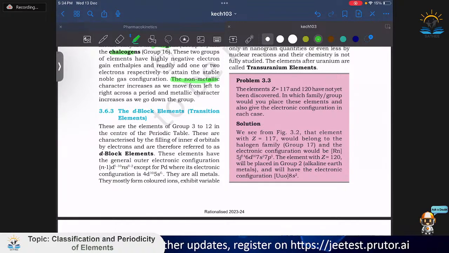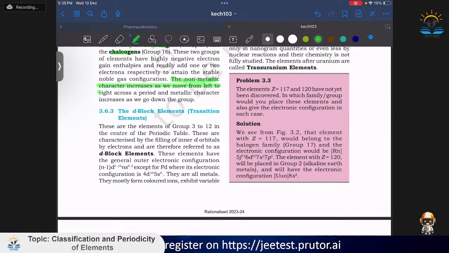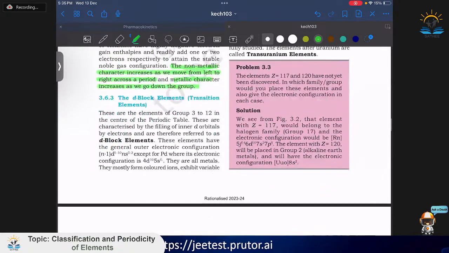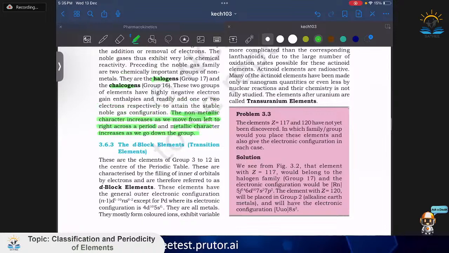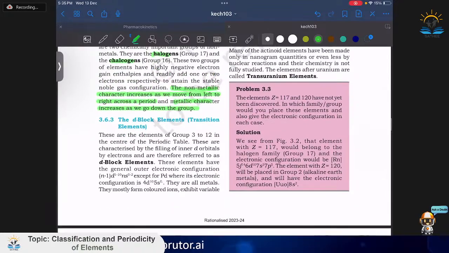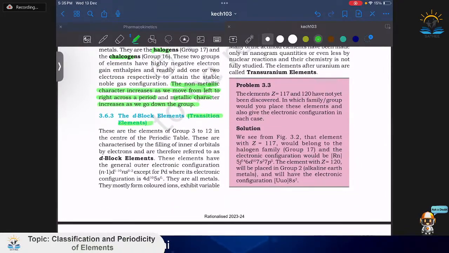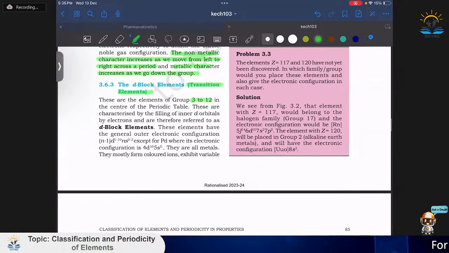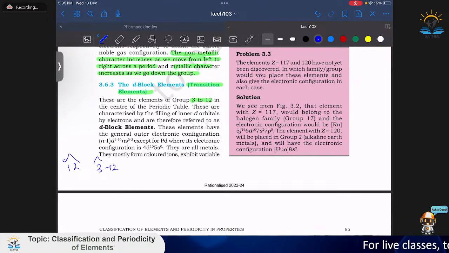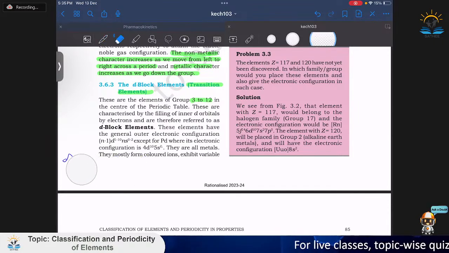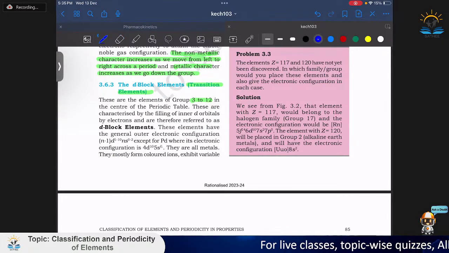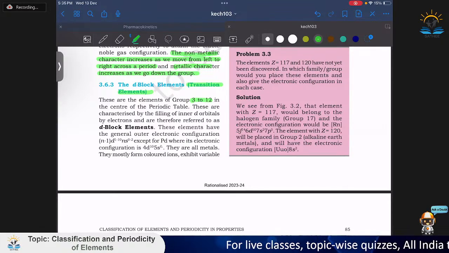Okay. And the non-metallic character increases as we move from left to right across a period, and the metallic character increases as we go down the group. We will discuss all of these in a while. Let's cover D block elements. These are the transition elements as we were talking about, group 3 to 12. So basically 1 and 2 S block, okay, 3 to 12, D block, 13 to 18, P block. Very easy. I know you know all of this, but I'm just revising this for you.